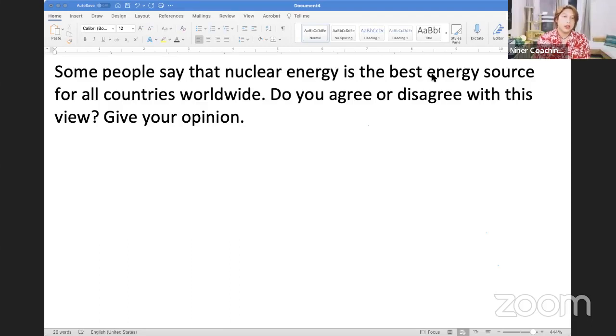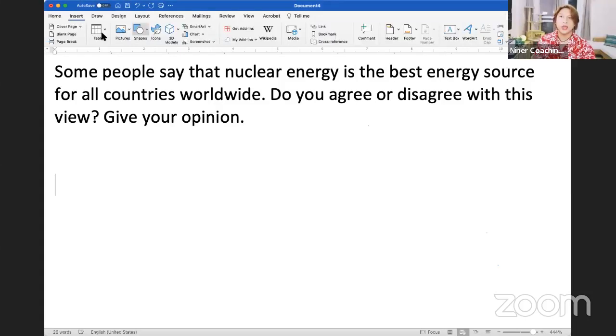Yeah, they're radioactive, not pretty safe for people, right? And if ever there happens to be a fault in the nuclear power plant, it can affect the population at large. A lot of people will be affected. But that is not what we're going to write about. What we're going to write about now is why it's good for all countries worldwide. And I want you to share with me what your reasons are.